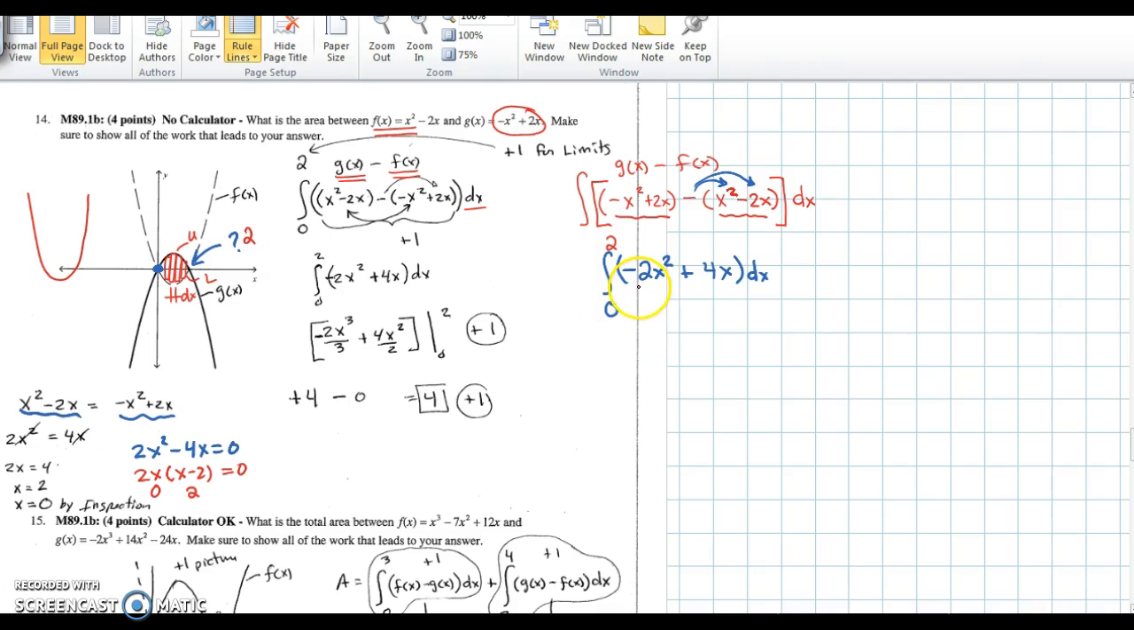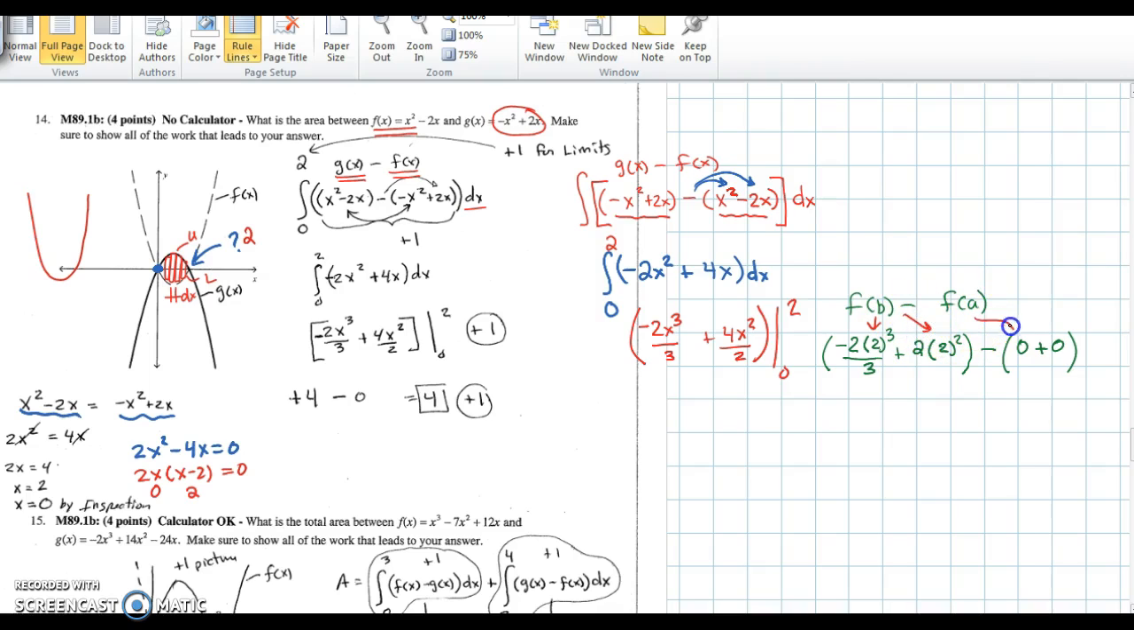Now we integrate. Applying the power rule, we have negative 2x cubed over 3 plus 4x squared over 2, and we're evaluating this from 0 to 2. This expression results, and when we plug in the lower limit 0, fortunately, those are easy calculations because they're all 0. Simplifying further gives negative 16 over 3 plus 8. Finding a common denominator of 3 over 3 results in 8/3. That is the area between those two curves.